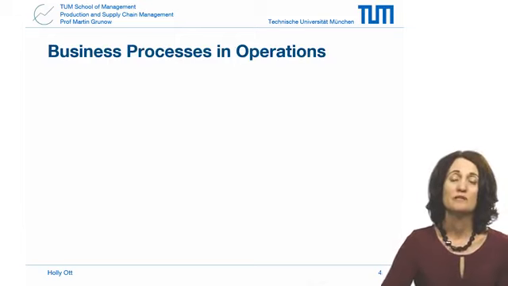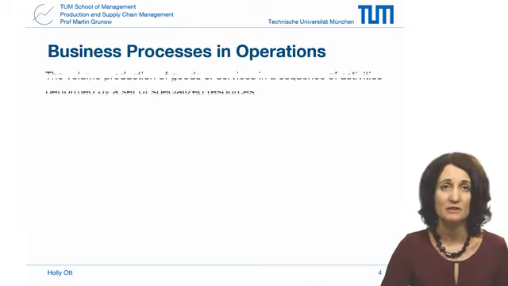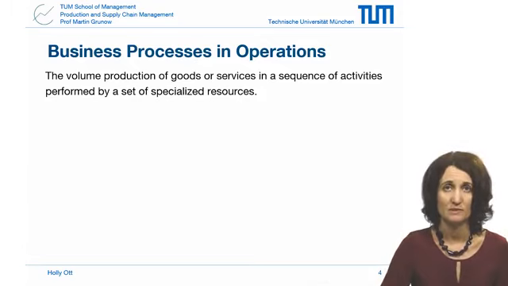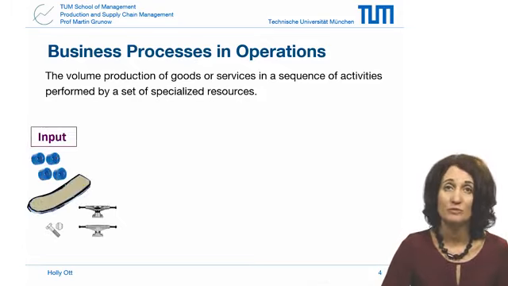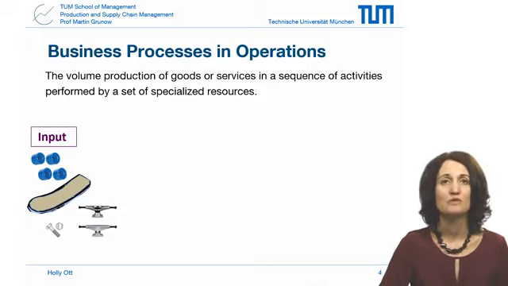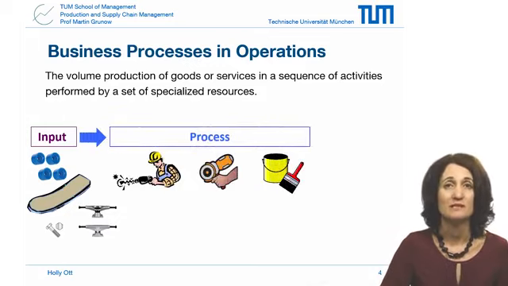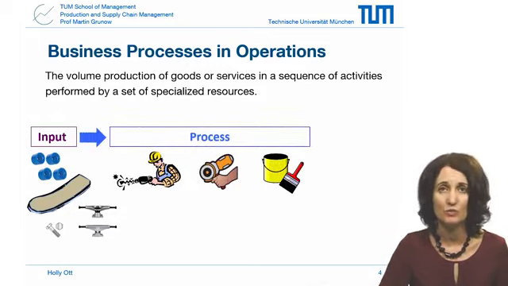When we refer to business processes in operations, we're often referring to the volume production of goods or services in a sequence of activities performed by a set of specialized resources. For example, for a skateboard producer, you need to have the inputs of wheels and the board and these supports that are called trucks. Then you need to perform process steps. You need to assemble the trucks and the wheels to the board.